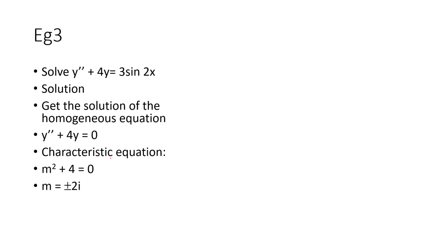So now you have complex roots. In this case your alpha is 0 because you got 0 plus minus 2i, and beta is 2. So your yc is actually, because you have alpha 0, e to the alpha x, e to the 0x, which is 1. So you just have cos, beta is 2. So a cos 2x plus b sin 2x.